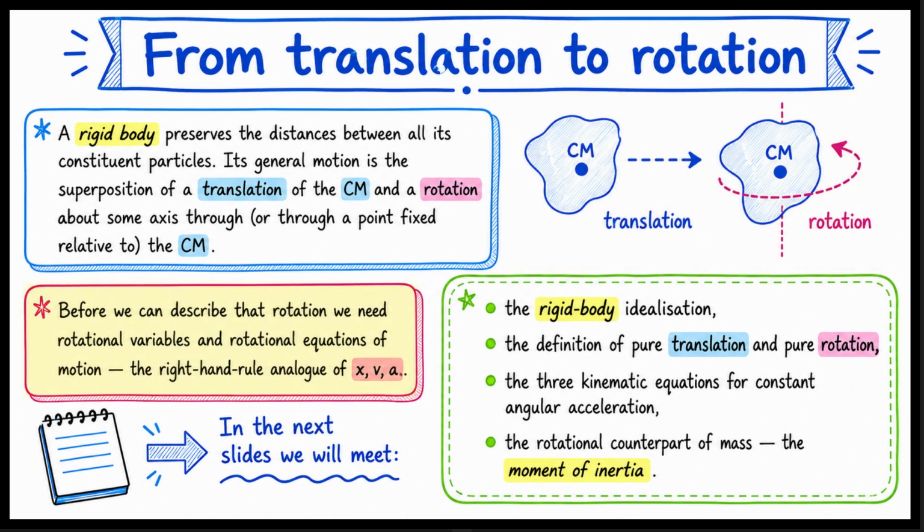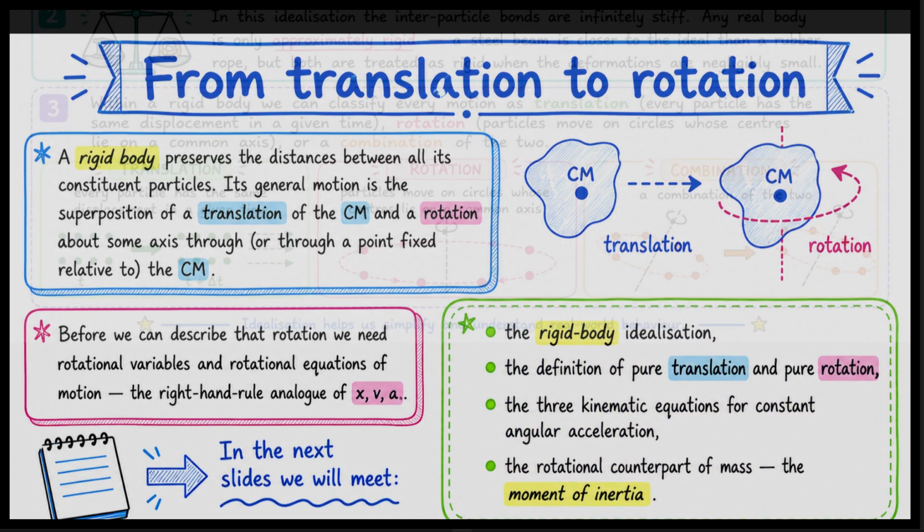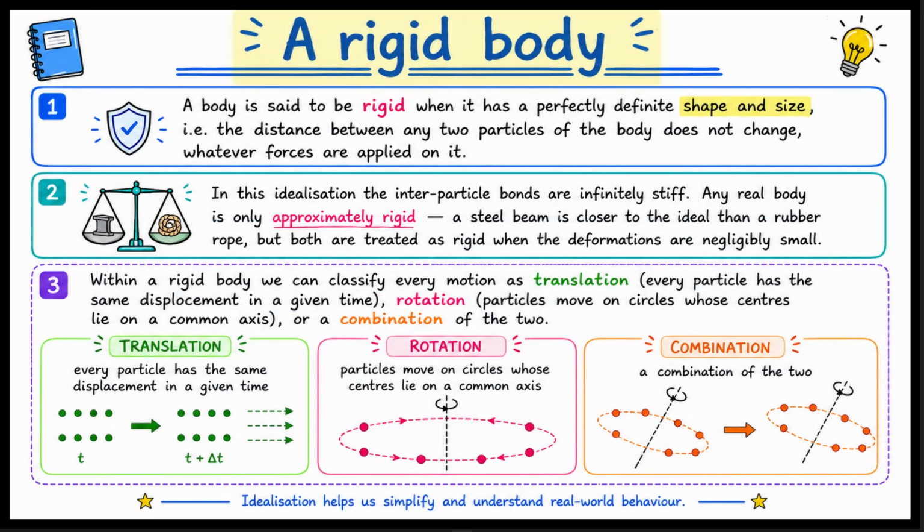Before we can describe that rotation, we need rotational variables and rotational equations of motion, the right-hand rule analog of position, velocity, and acceleration. In the next slides, we will meet the rigid body idealization itself, the definition of pure translation and pure rotation, the three kinematic equations for constant angular acceleration, and the rotational counterpart of mass, which is the moment of inertia.